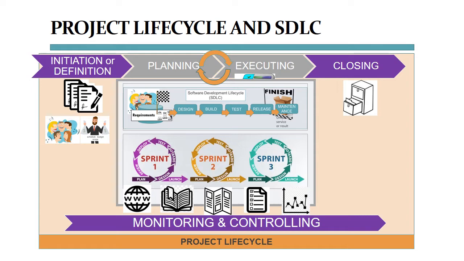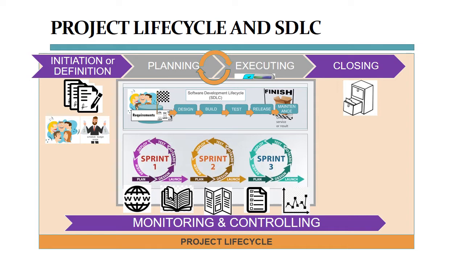So far, we have discussed the 5 phases of project management: initiation and/or definition, planning, execution, and closing, with monitoring and controlling accompanying them all throughout the project. That is the project life cycle. The product life cycle lives in the gray phases here, namely in planning and executing.